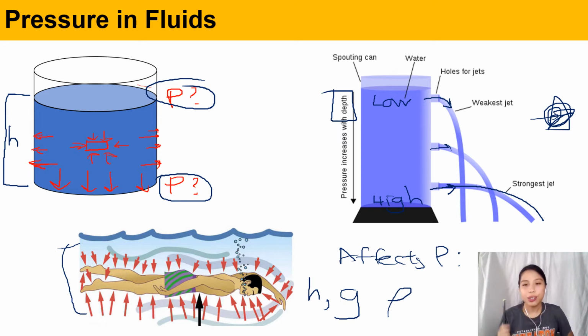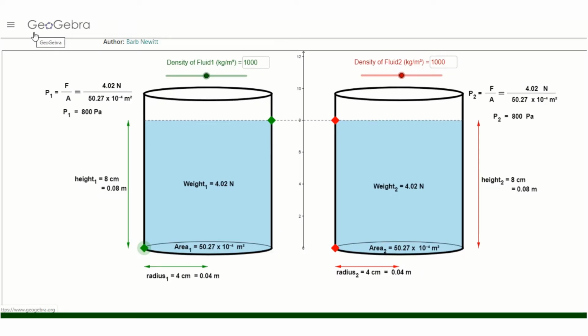Before we look at what the equation is, let's take a look at some simulations to get a better understanding of what pressure in fluids is like. This first simulation in GeoGebra is about fluid pressure in two containers. If you want to try out the simulation, the link is down in the description below. So please go try it out and play with it so you can understand it better.